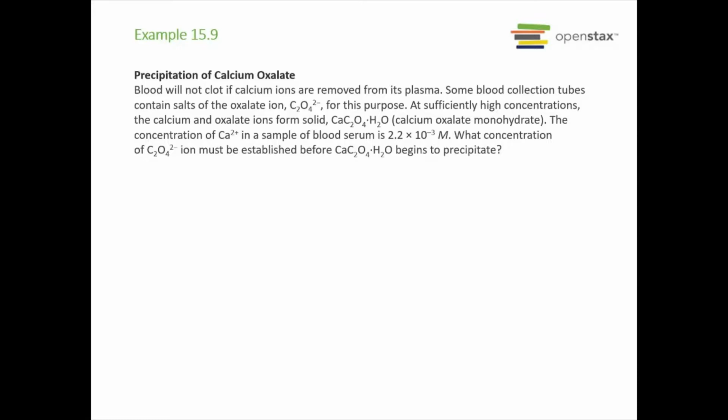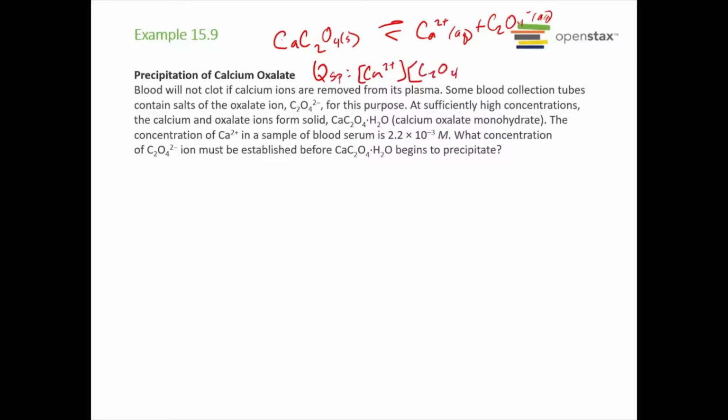So the first thing we need to write is our equilibrium expression. We're going to ignore the monohydrate part of that. That really doesn't affect anything here. So calcium oxalate is in equilibrium with Ca2+ plus C2O4 2-. So our QSP is equal to Ca2+ times C2O4 2-.